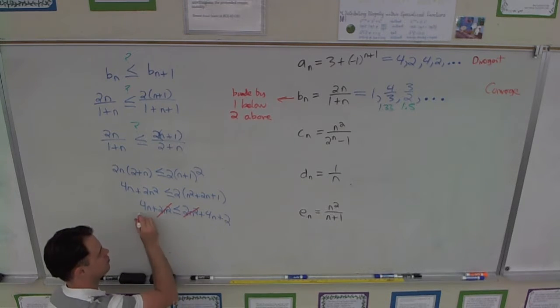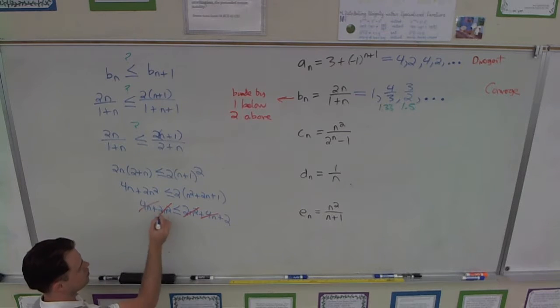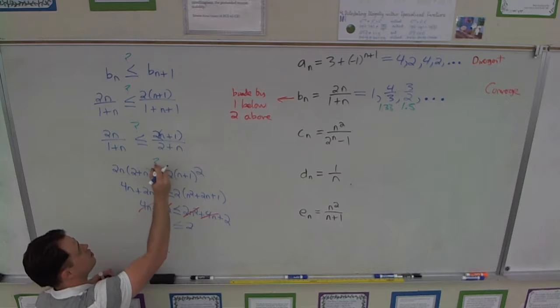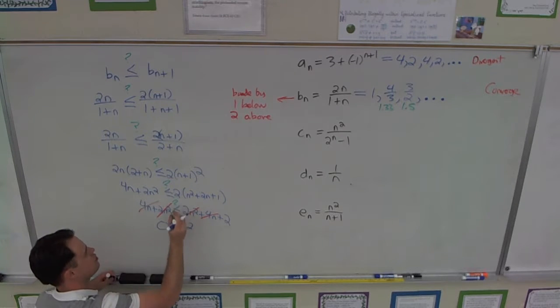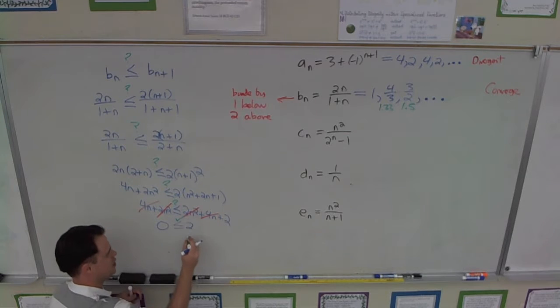Goodbye, goodbye, goodbye. I can subtract those. They're on both sides, right? So what's left over here? 0 is less than 2. So notice, I didn't know this, I didn't know this, I didn't know this. Yes!